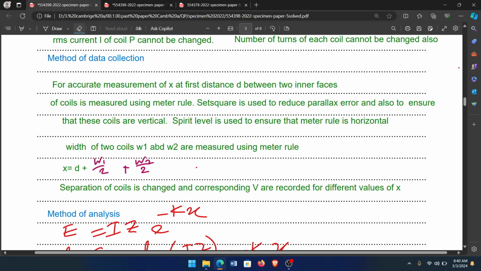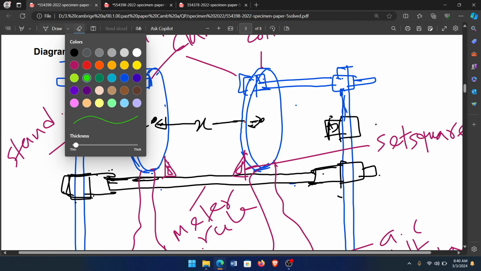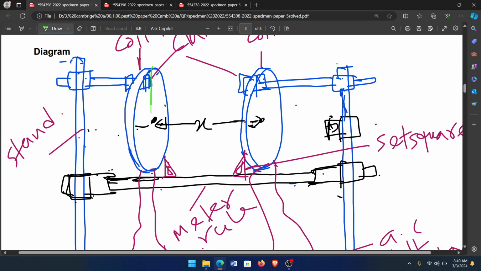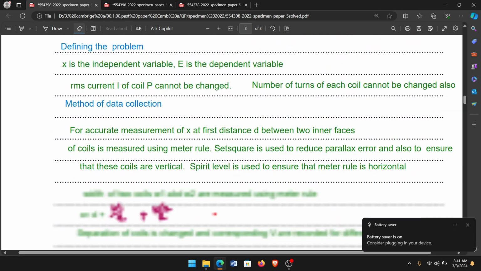So for accurate measurement of x, at first the distance between two inner surfaces. What is this? Look, x is actually the center to center distance. So you can do this in two ways. You can add a cross wire here to get the center, then the center to center distance can be measured using the meter rule. But better, you place the meter rule at the edge, then measure the distance from face to face. Face to face means this distance. Then get the thickness of each coil. Half of this thickness will be added to each side, right? So that's why it is written here.